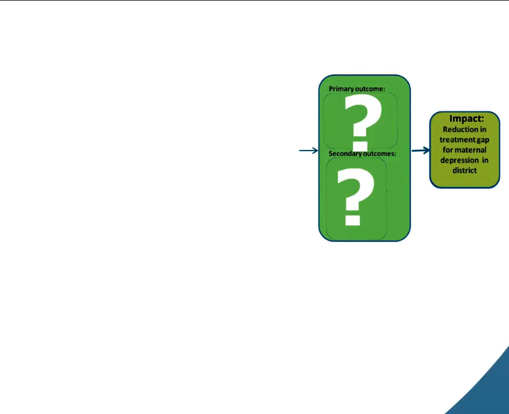Now we have to think about what are the primary outcomes that we are trying to achieve with this programme. What's the thing we're trying to change, and what are the secondary outcomes? So what are the other outcomes that might change as a result of this programme? If you pause the recording now and have a think about what the primary and secondary outcomes are.